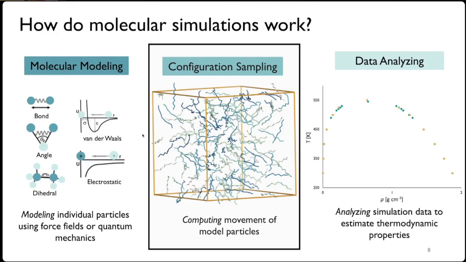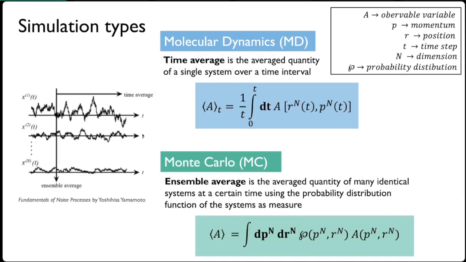So the next question is, how do we get configurations? There are two different simulation types. We are focusing on molecular dynamics. And the idea is you get one single system and you run it for a long time. The average quantity is going to be averaging out, for example, the density or the energy or the pressure of this system over a long time interval. And you measure that property at all of these times, and you can take the average of this.